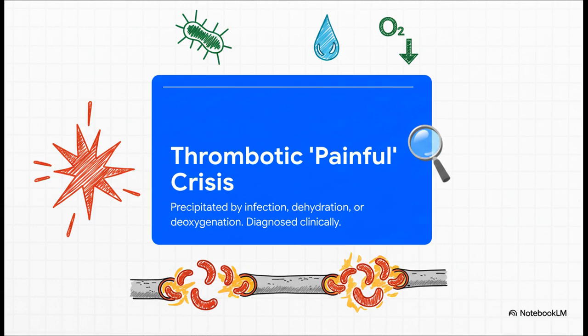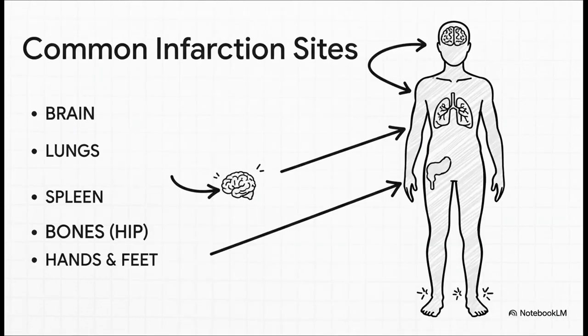There's no lab test that's going to pop up and say, yep, painful crisis. You make the call based on the patient's story in the context of known triggers, like an infection, being dehydrated, or low oxygen, which cause these sickled cells to just jam up the small blood vessels, kind of like a traffic jam. And this infarction, this tissue damage, it can happen basically anywhere.